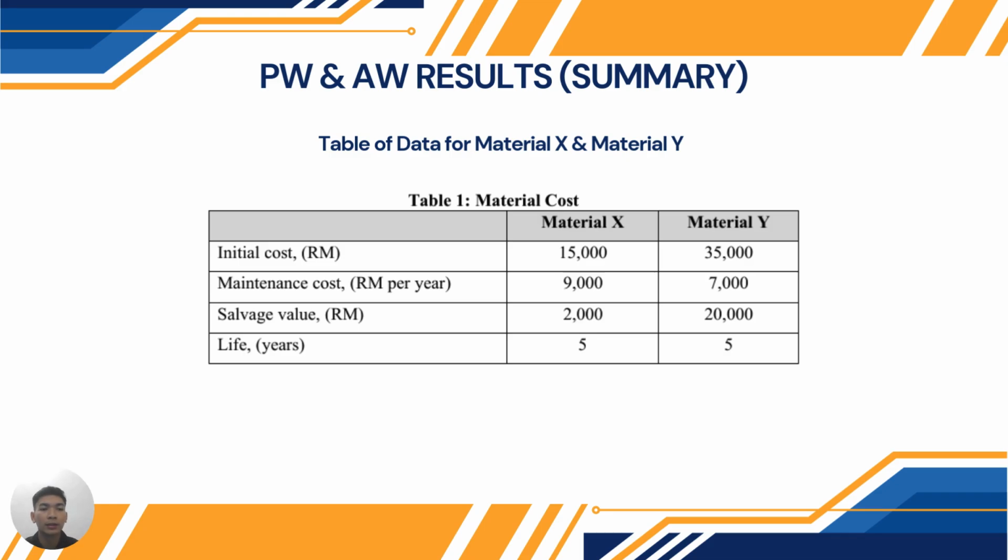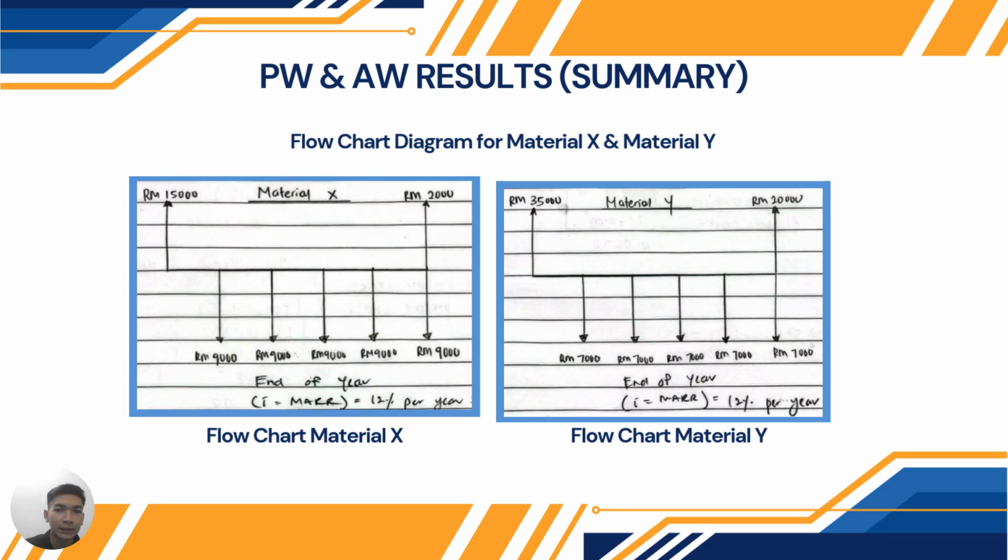So first, the table of data for material X and Y, as mentioned before, has the initial cost, maintenance cost, salvage value, and life for material X and Y. Next, this is the flowchart diagram of material X and material Y. The left side is the material X flowchart, and the right side is the material Y flowchart. Both flowcharts use the same interest rate or MARR, which is 12% per year.